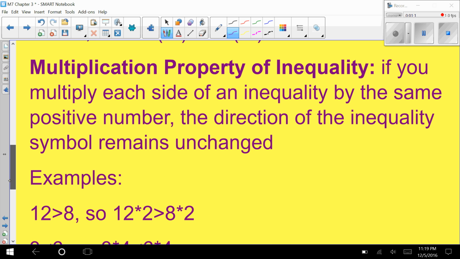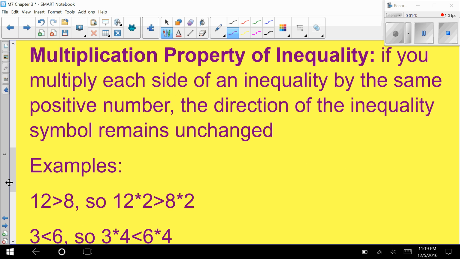The multiplication property of inequality says that if you multiply each side of an inequality by the same positive number, the direction of the inequality symbol remains unchanged. For example, since 12 is greater than 8, 12 times 2 is greater than 8 times 2. And since 3 is less than 6, 3 times 4 is less than 6 times 4.